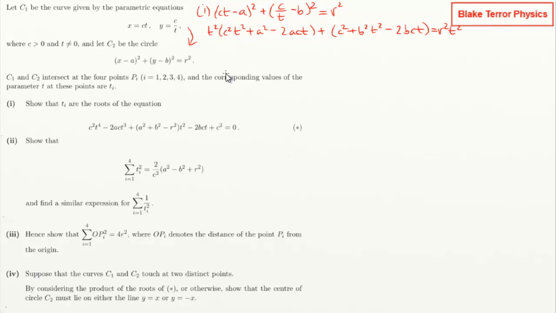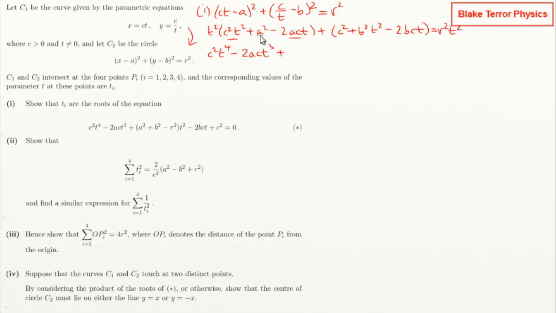Right, so now I just need to collect everything together. What have I got for t to the 4? It's just that term there, so c squared t to the 4. So that's looking good. The t cubed has got to come from that first bracket as well, so it's just going to be this one, minus 2act cubed, which is what we're expecting in the answer.